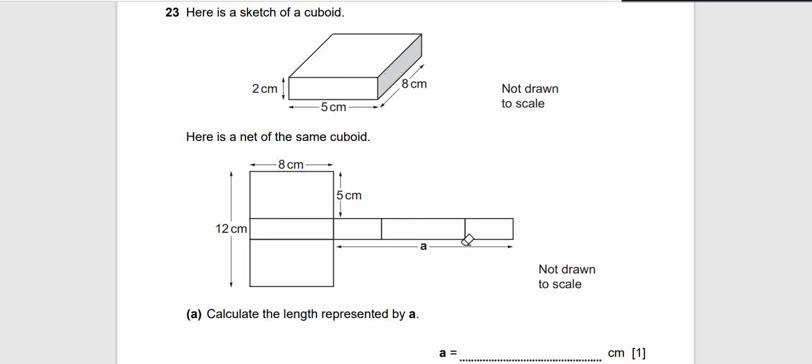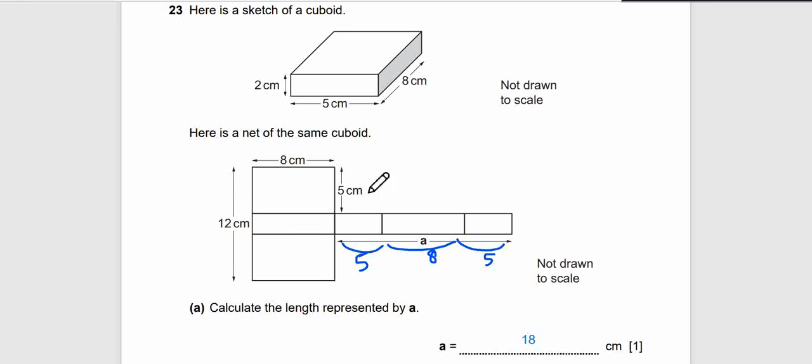Alright, let's check out the answer, guys. Okay, so it's 18 here. So this one comes from this part 2 by 5. So it means this is 5 and this is the same 5. And this part comes from this side 2 by 8. So that's how we add 5 plus 8 plus 5. It's total up to 18.